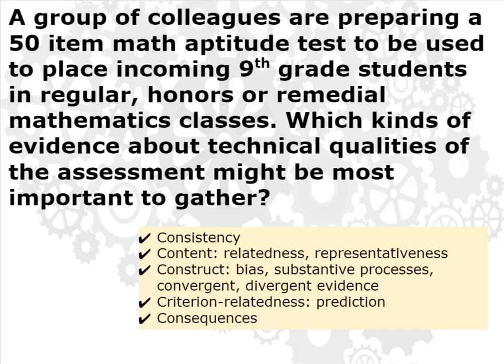Okay, is there anything that might be related to some other type of branch of mathematics, geometry, something like that? So you're going to check those. For criterion relatedness, is there any evidence that exists that the prediction that you're making, or the decision that you're making in the placement of these students, has worked in the past?